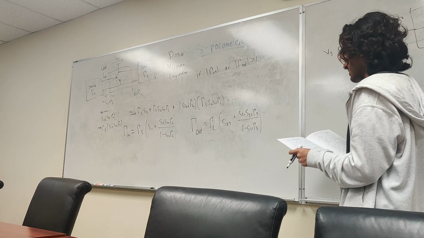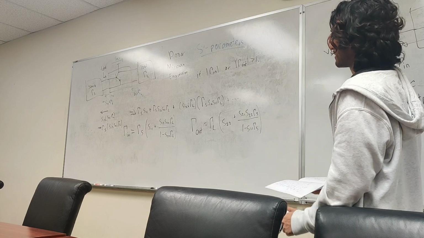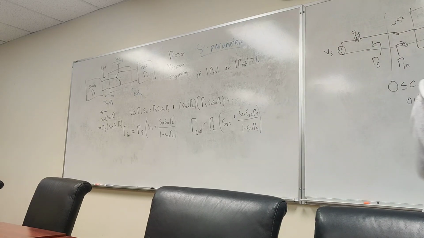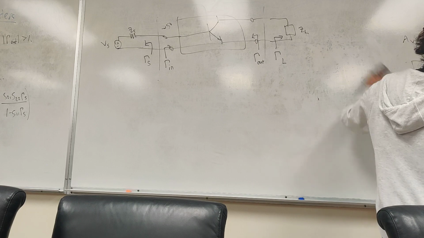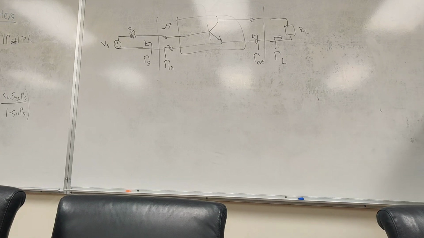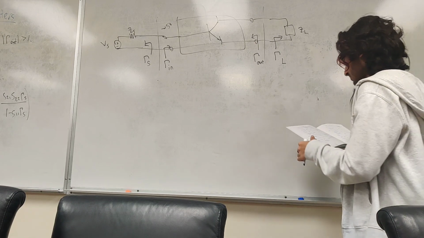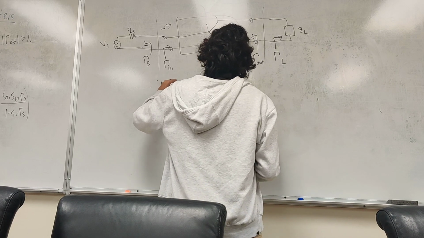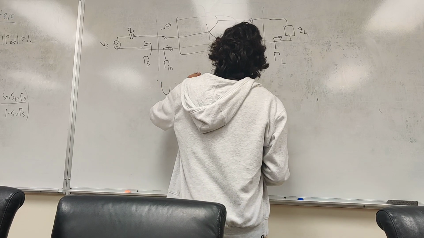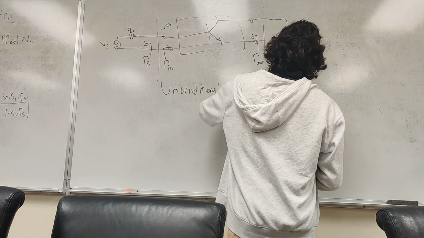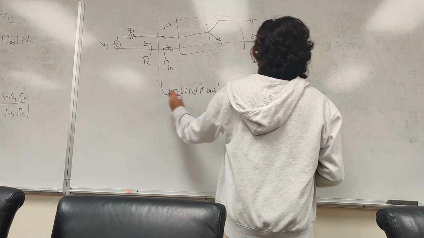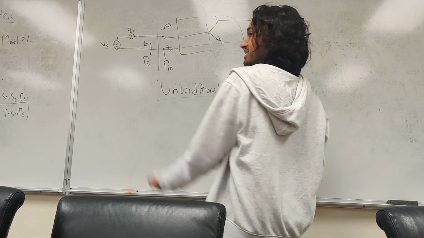Next step is we don't want it to oscillate, we want to make an amplifier. How do we avoid that? For that we're going to write a few definitions out to help analyze that. One term is called unconditional stability. This means it's going to be stable.